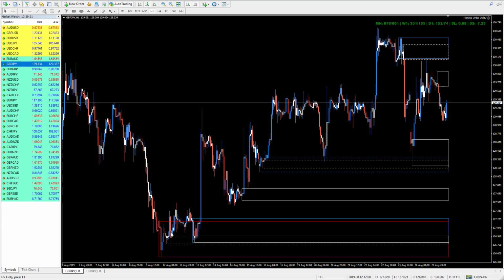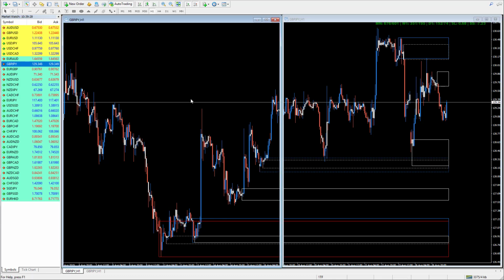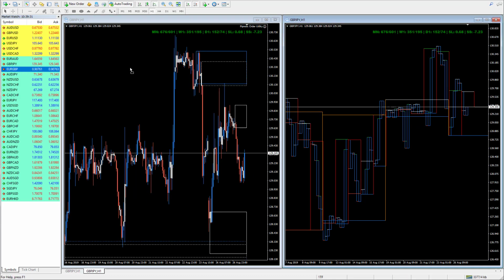And here we have this area here that was established. Price came down, tested, and we left in a hurry. Okay, so the software is just trying to bring this stuff to your attention. Let's have a look at another example.